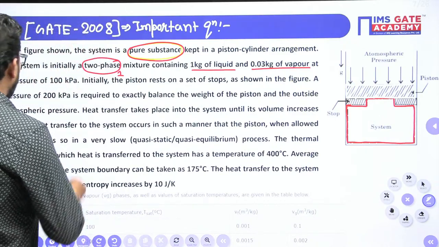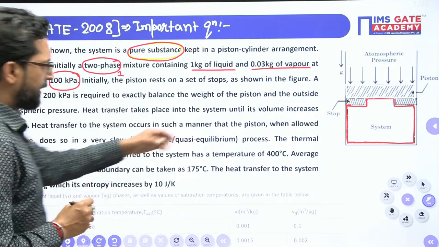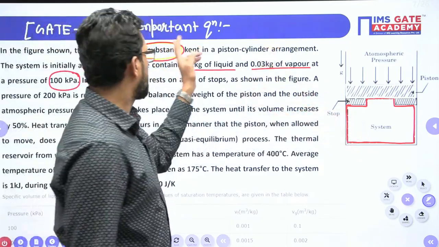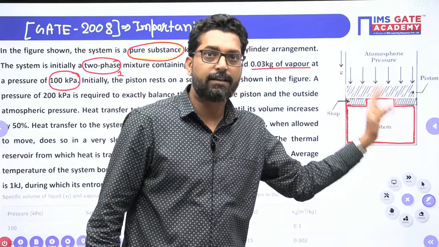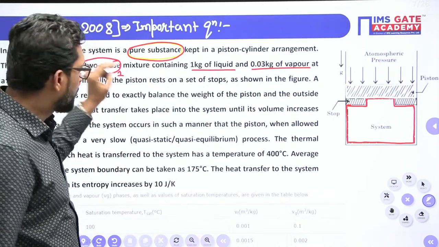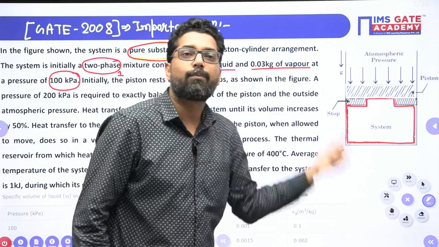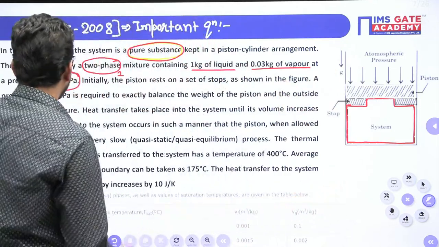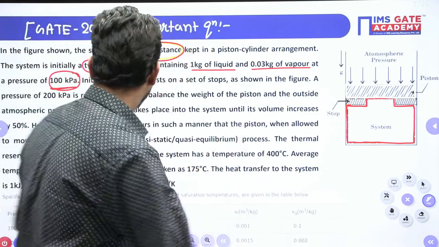Initially, at which pressure? 100 kilopascal. That means in the system there is a pure substance. In that system, there must be a two-phase mixture. In the two-phase system, what is the constituent given? 1 kg of liquid and 0.3 kg of vapor. At which pressure? 100 kilopascal. This is given. Okay.